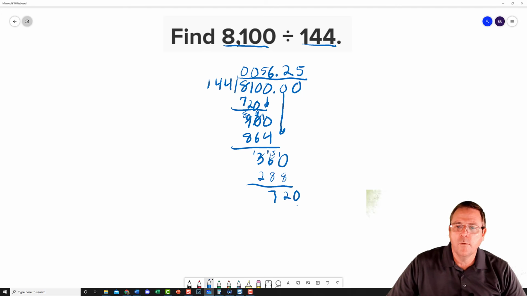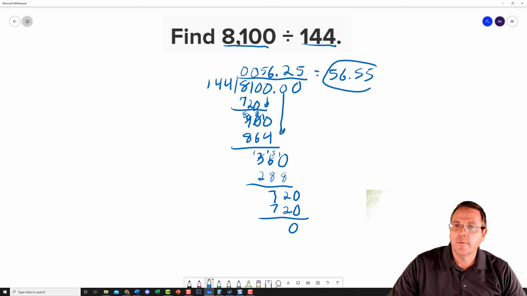5 times 4, I'm sorry, is 20. 5 times 4 is going to be 20 again. Add the 2 from the previous 20. 5 times 1 is going to be 5, plus the 2 is going to be 7, and 20. And now we have a terminating decimal. Our answer, 56 and 55 hundredths.